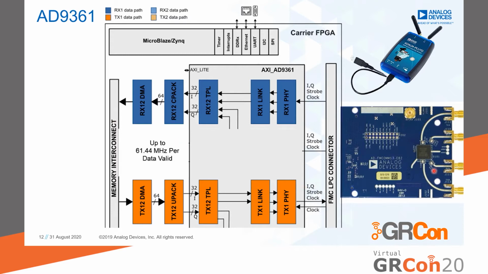And then on the right, we would have an FMC card like an FMCOMMS, or in the case of Pluto, this would just be directly connected instead of through FMC up to the fabric of the FPGA. Now, in the case of 9361, data comes in across LVDS or CMOS at about 122.88 megasamples a second, excuse me.